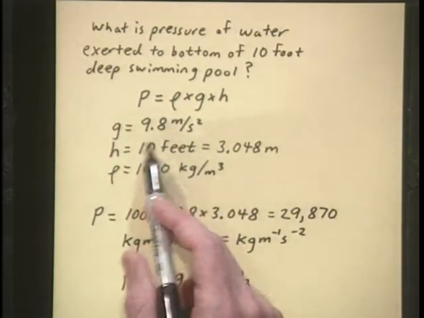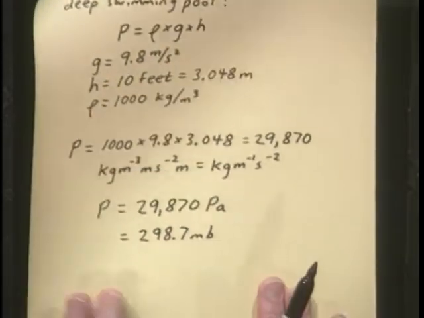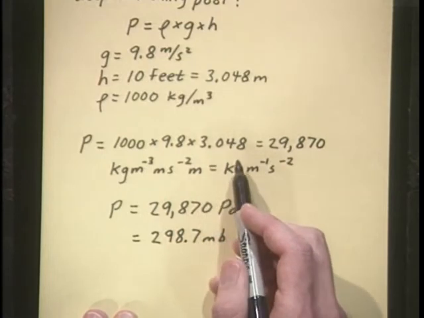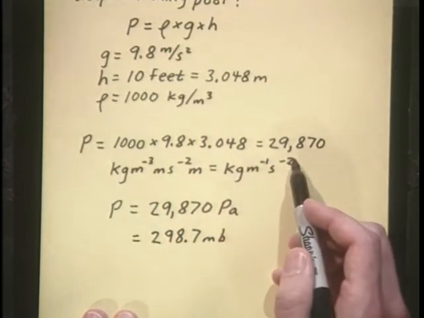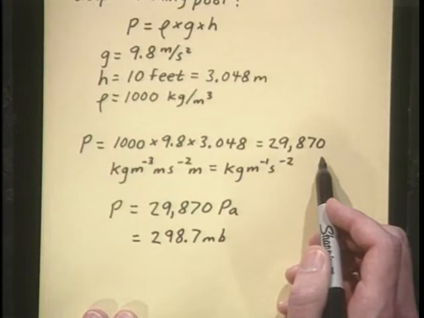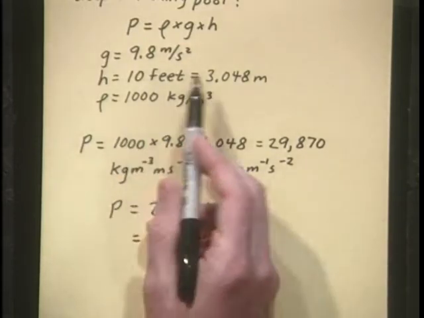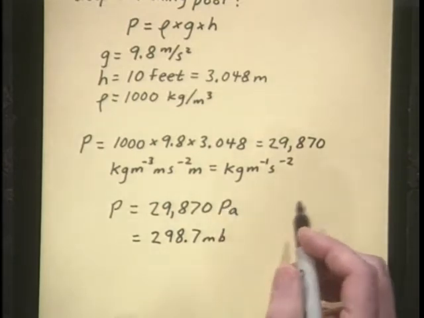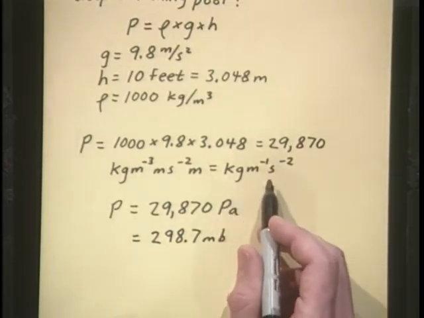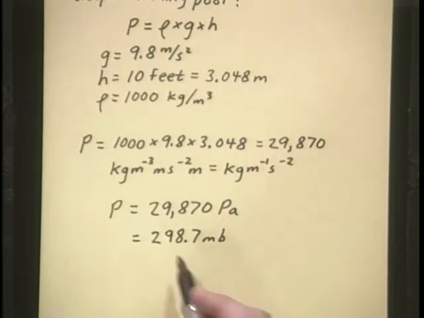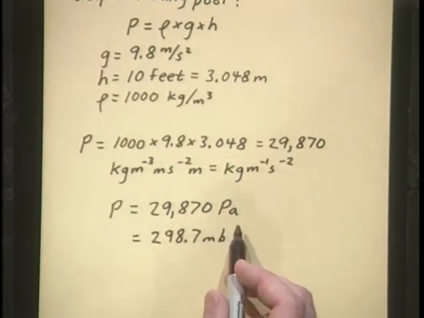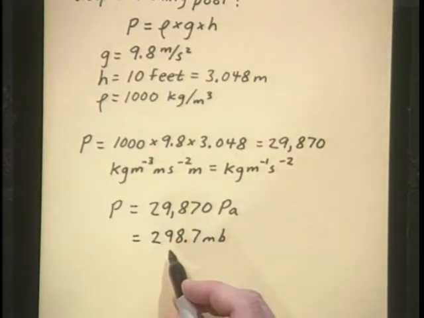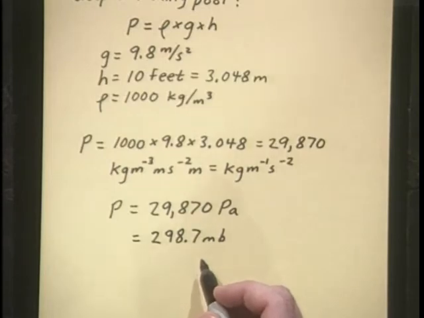So we're going to take these values and multiply them by each other to get our pressure. So we have 1,000 times 9.8 times 3.048 produces 29,870 for our number, and then you want to multiply the units out to make sure that they produce the unit of a Pascal, and they do. Pascal is a kilogram meter to the -1 second to the -2. So our answer is 29,870 pascals, and to convert that to millibars, we divide by 100, so that's 298.7 millibars.